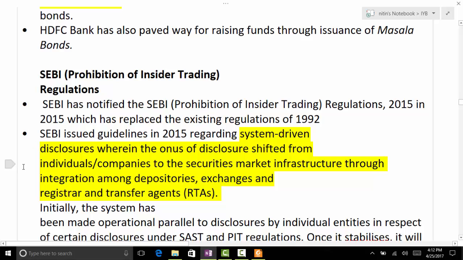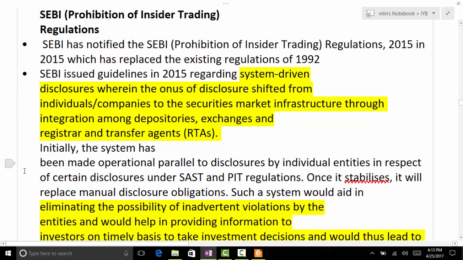Prohibition of insider trading. These regulations were updated in 2015 and they replaced the previous regulations. So now in the current guidelines we have more disclosure, more transparency, system driven disclosure. The onus of disclosure shifted from individual companies to the security market infrastructure.